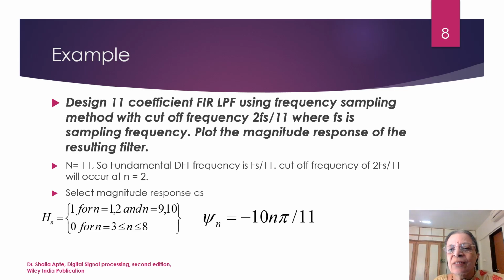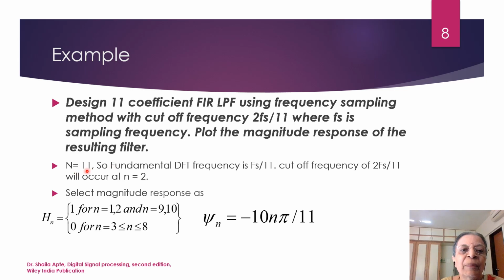Let me illustrate this using one simple example. Design an 11 coefficient FIR low pass filter using the frequency sampling method with cutoff frequency of 2 fs by 11, where fs is the sampling frequency. Plot the magnitude response of the resulting filter. So let us see how the design will be carried out and what will be the response.